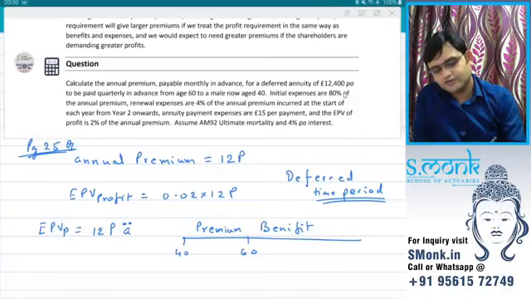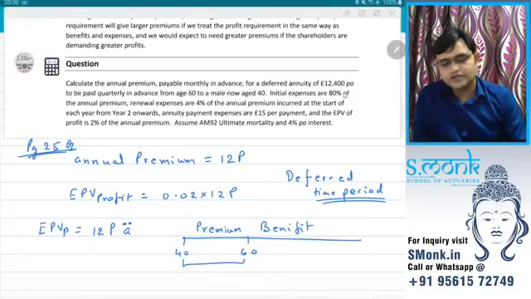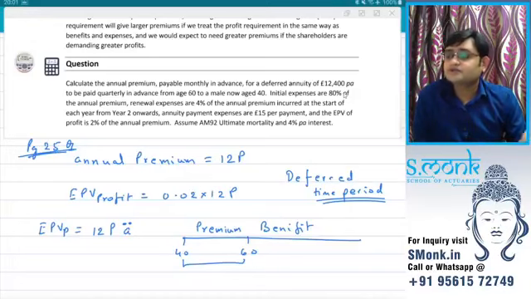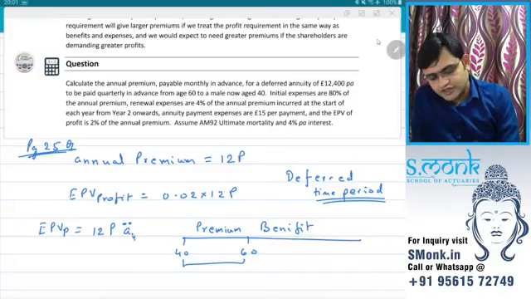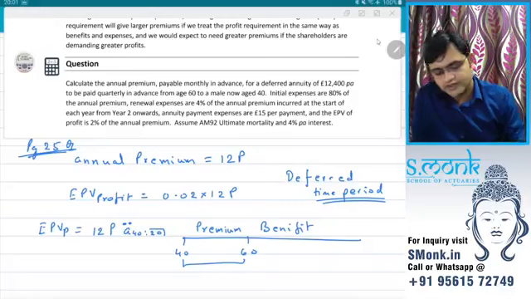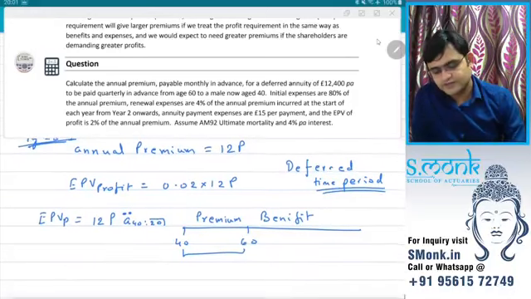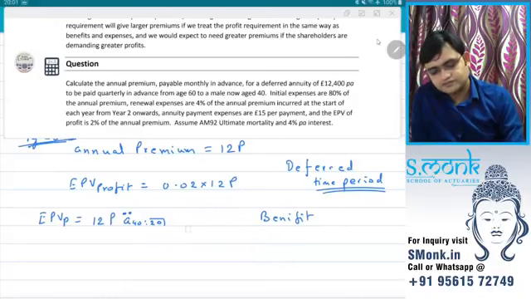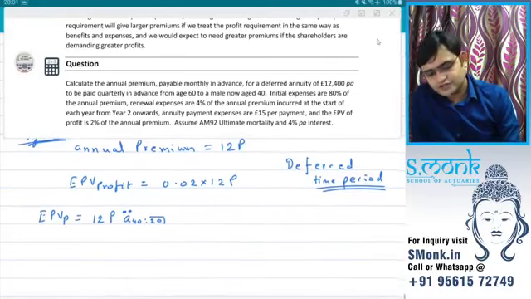Okay, so premium will be paid only for 20 years. So they should write annual premium payable monthly in advance for the deferred time period, or they should write for 20 years. Anyways, a due 40:20. This is what our expected present value of premium is going to be. Benefit is starting from age 60.